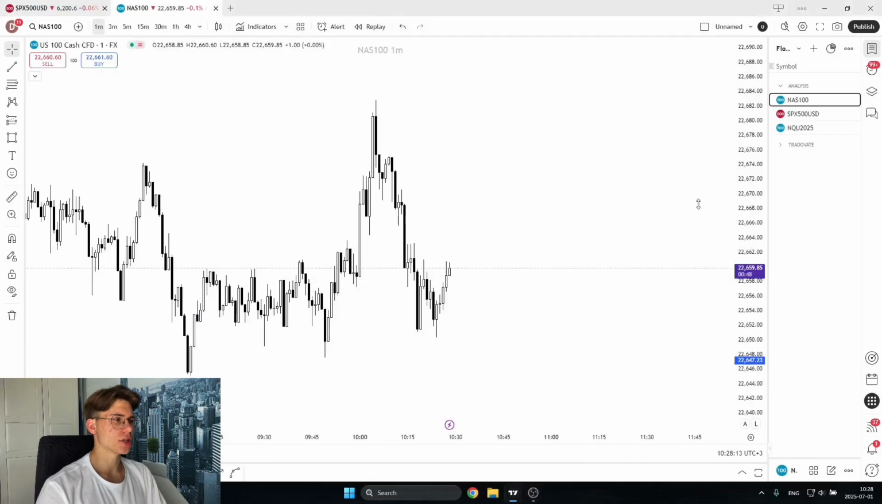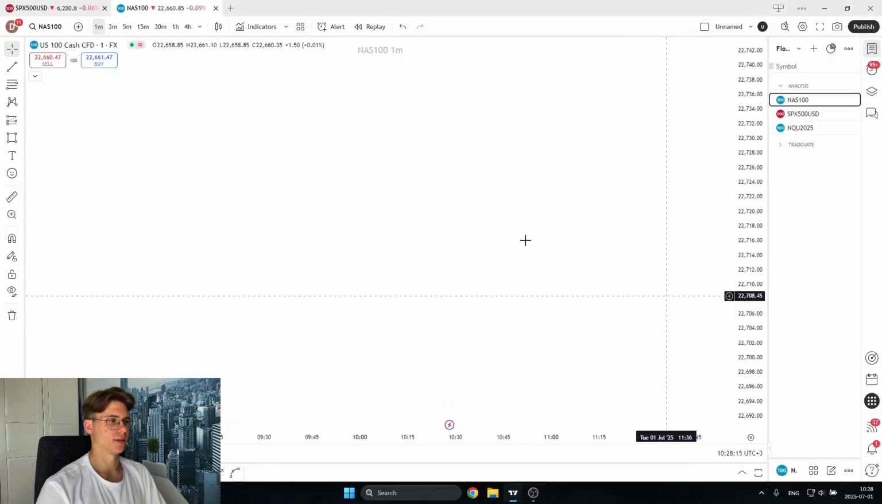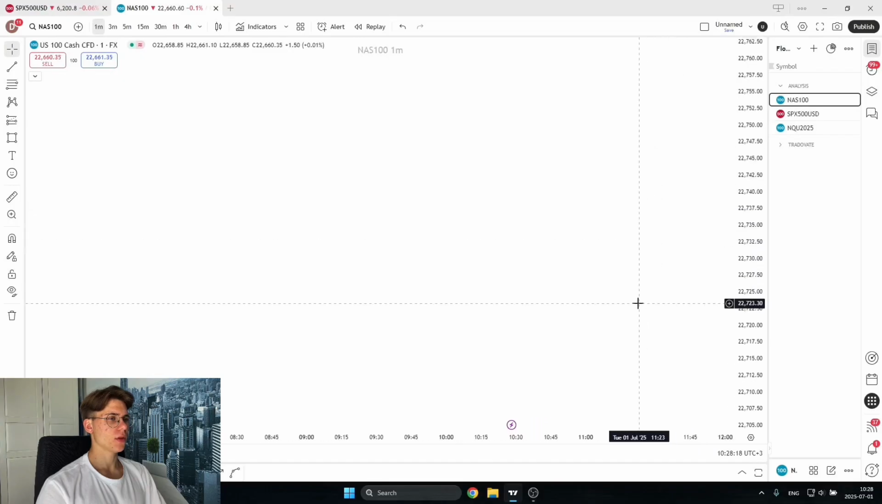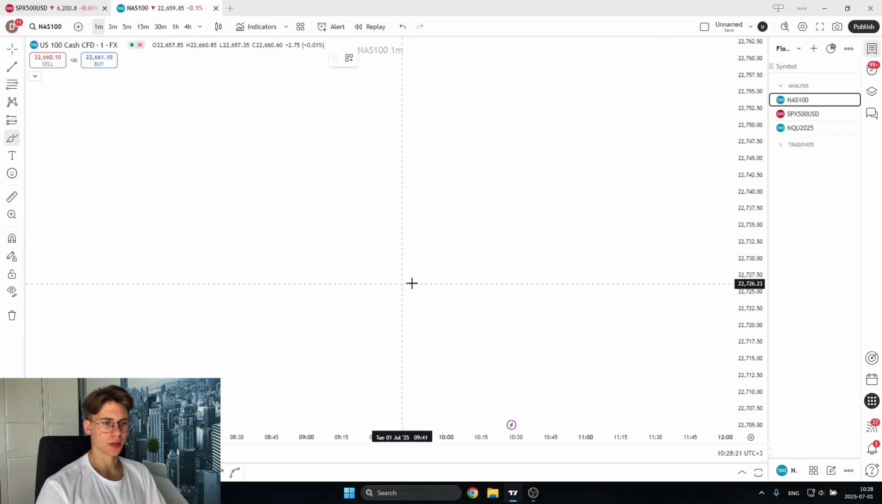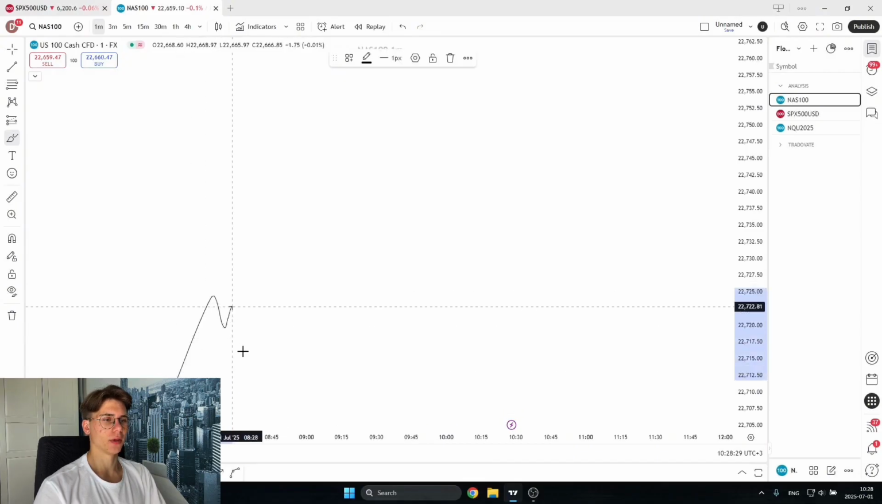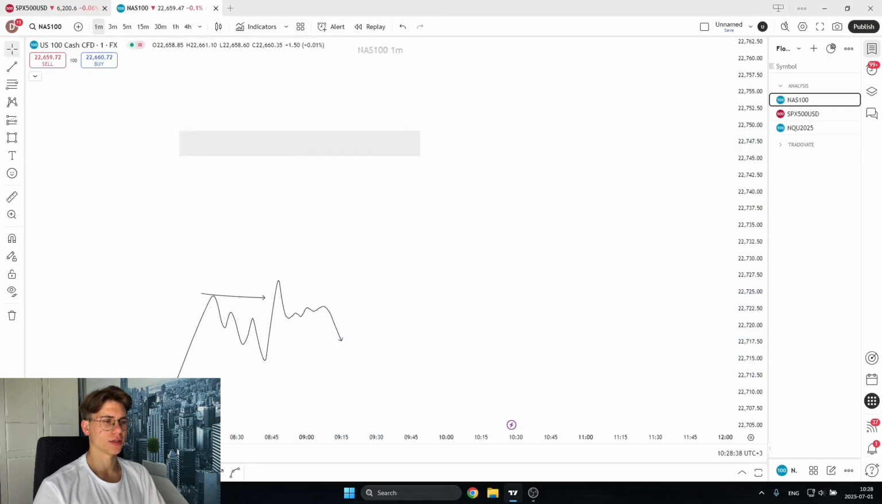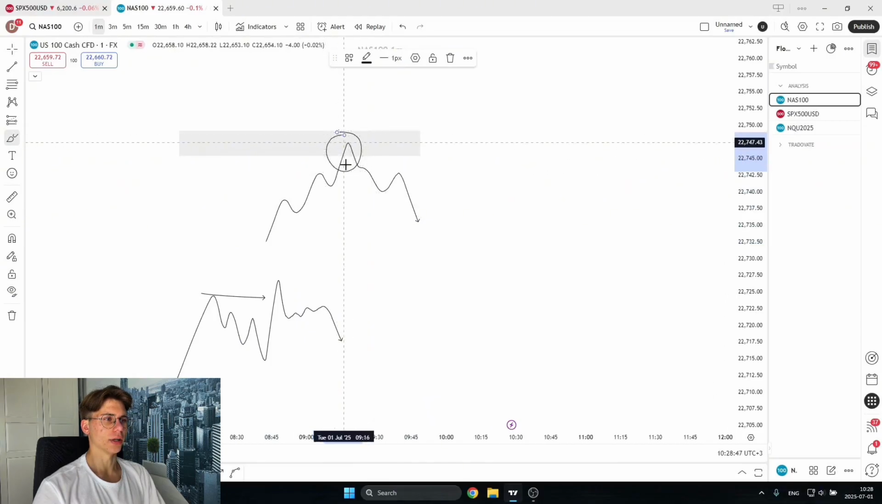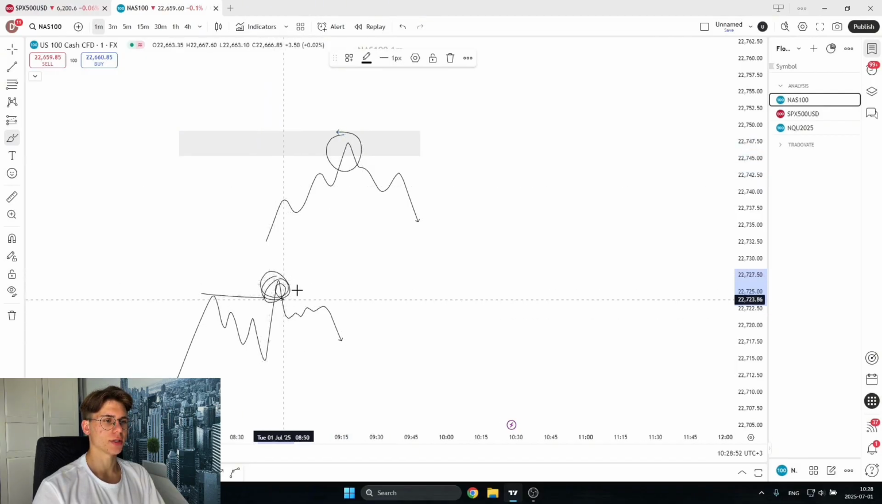Okay, so let's get straight into the model. How does it look? What do I look for? I get into the market and the first thing I need is a sweep or a fair value gap. So a sweep looks like that, and a fair value gap, of course, just rejection from it.